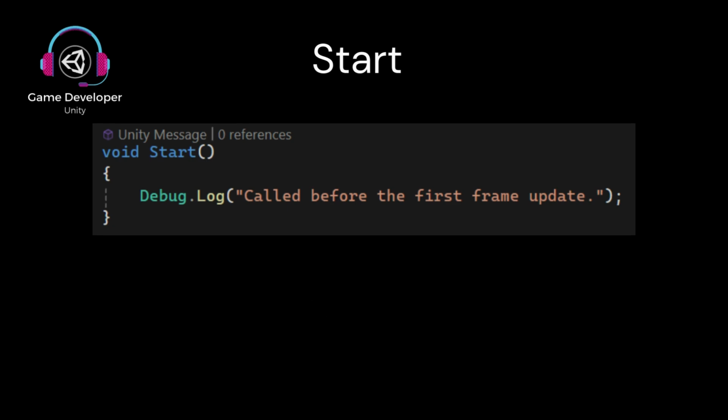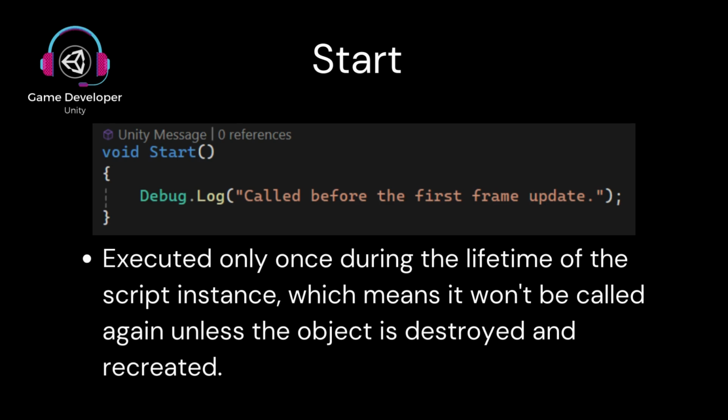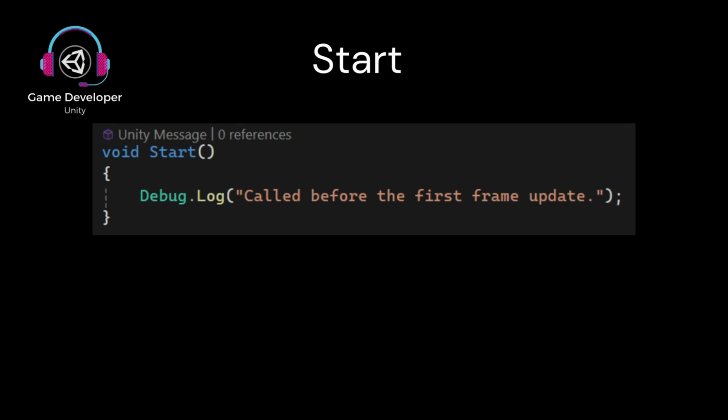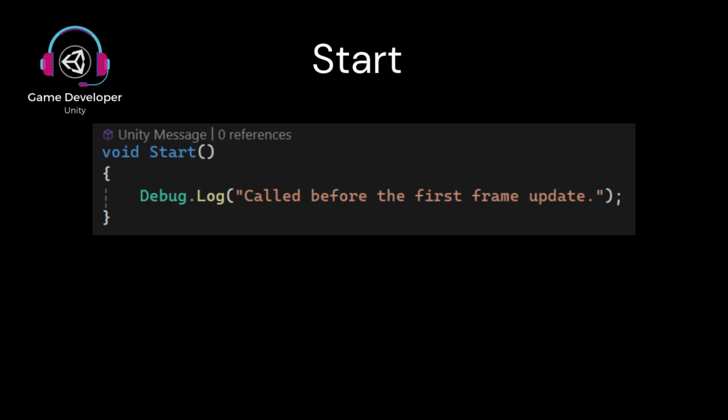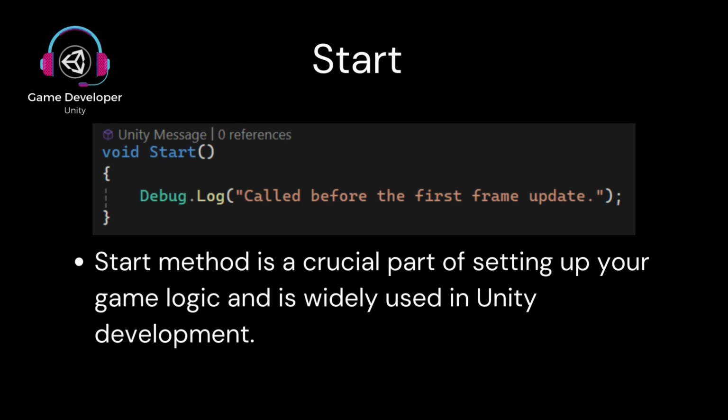The Start method is executed only once during the lifetime of the script instance, which means it won't be called again unless the object is destroyed and recreated. Avoid heavy computations in Start to ensure quick initialization. Keep it lightweight. Overall, the Start method is a crucial part of setting up your game logic and is widely used in Unity development.